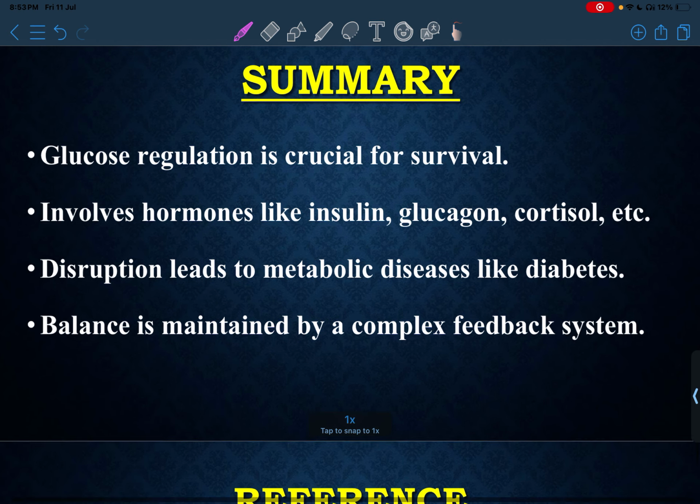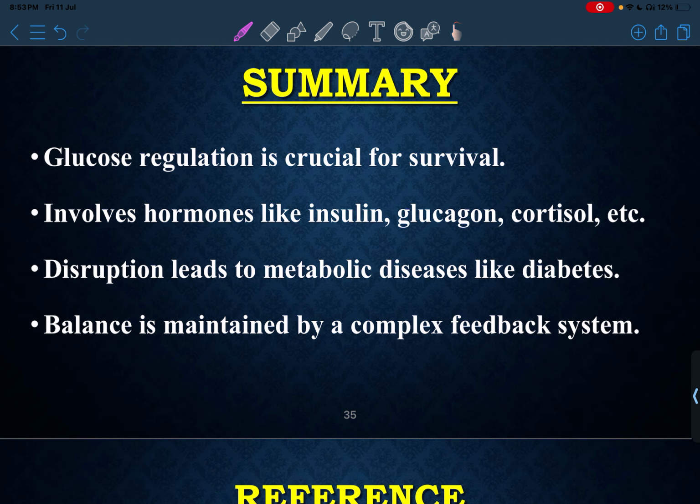So that's it for today. In the next lecture we'll be seeing about the types of diabetes, and in the next lecture we will be completing all this topic in detail.